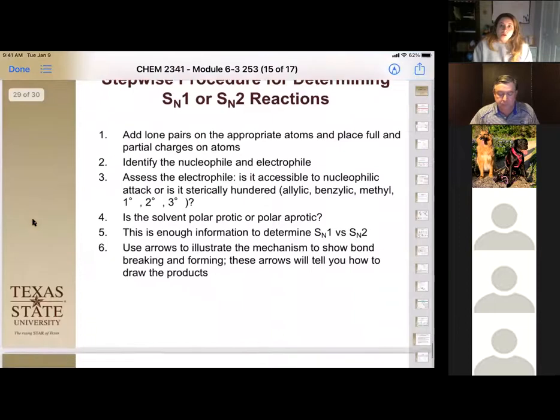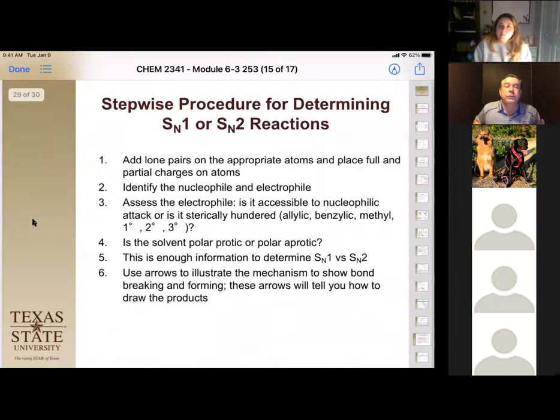All right, so let's attack it. How would you solve one of these in your homework? Well, first thing we want to do is add all our lone pairs, because we want to see where there's a full charge and a partial charge, and if those lone pairs can act as a nucleophile or not. The second thing we want to do is identify what is the nucleophile and what is the electrophile.